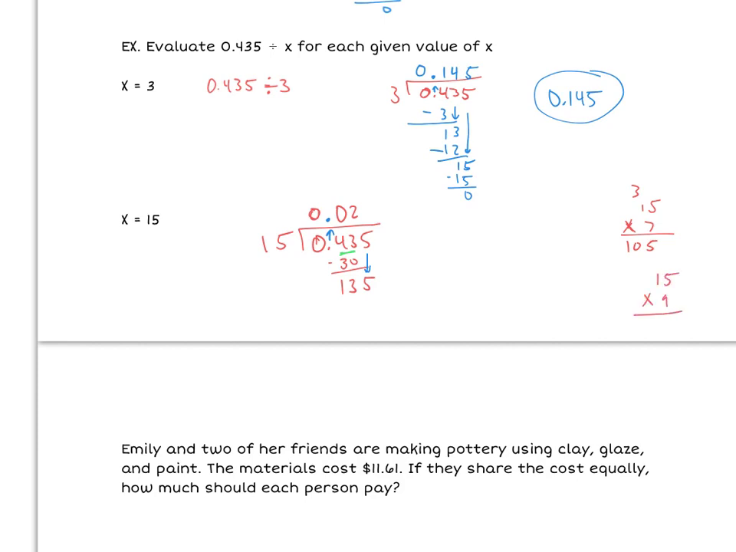9 times 5 is 45. 9 times 1 plus 4 is 13. So yes, 9 times. So our final answer is 0.029. Are we seeing how we're doing these? So it's basically long division. We're just moving that decimal out of our way.